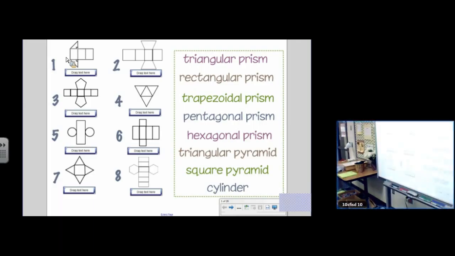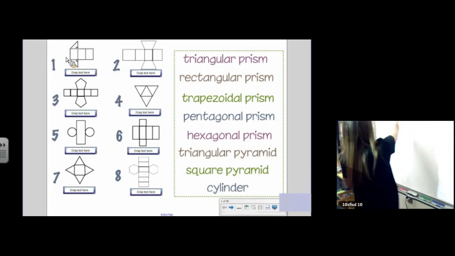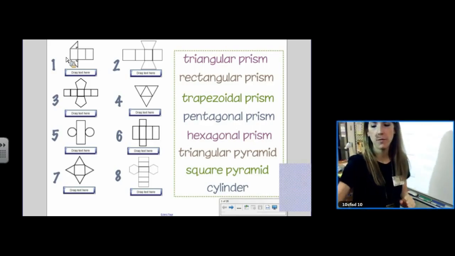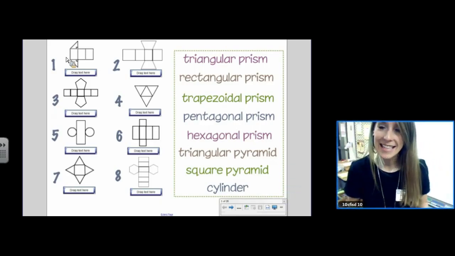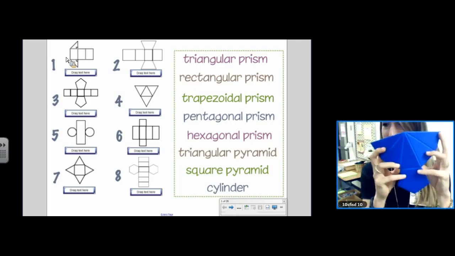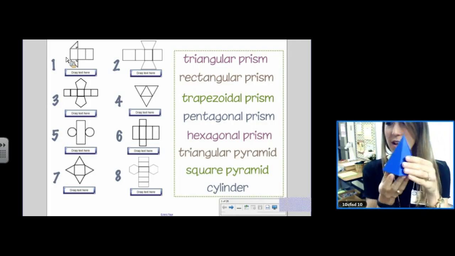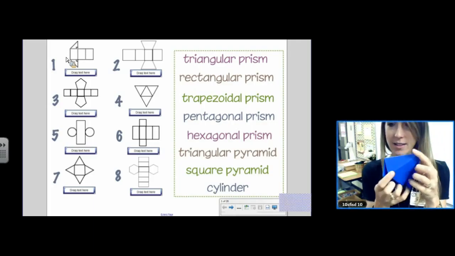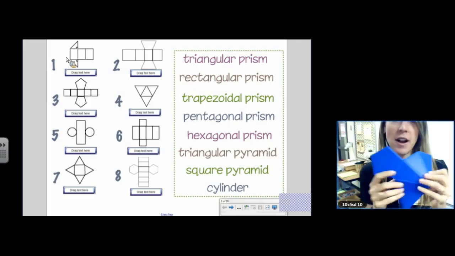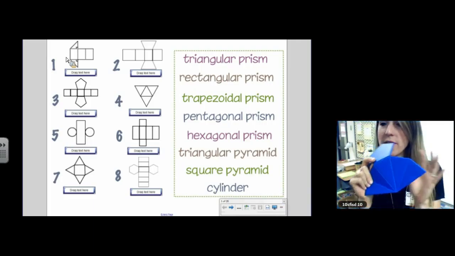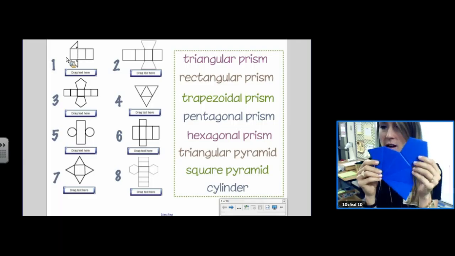So take a look at what I have on the board. What are all of those pictures called? Do y'all know? It is called a net. A net is a 2D representation of a 3D solid. So those are nets. It's what our 3D solids look like when they are flattened out, when they are unfolded.